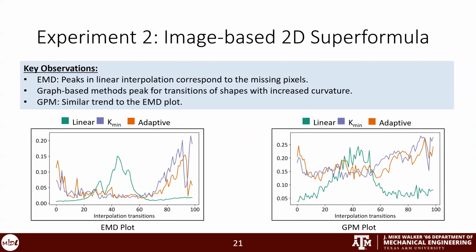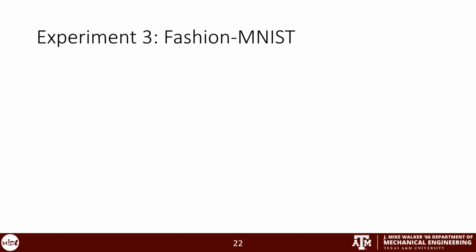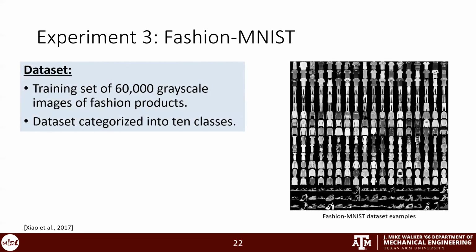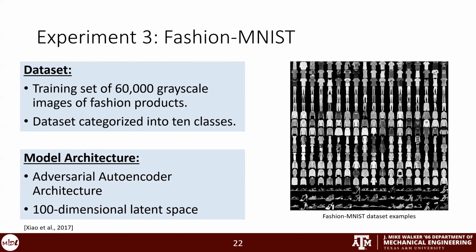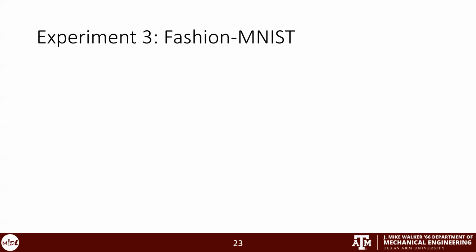Moving on from datasets that we created, we wanted to test our methods on widely used datasets. For the third experiment, we chose a Fashion-MNIST dataset consisting of grayscale images of fashion products that are categorized into 10 classes. The generator model that we used for this experiment was an adversarial autoencoder that combines aspects of VAEs and GANs. Adversarial autoencoders are good for reconstructing higher quality images compared to vanilla VAEs. The dimension of the latent space is set to 100 owing to the increased complexity of the dataset.